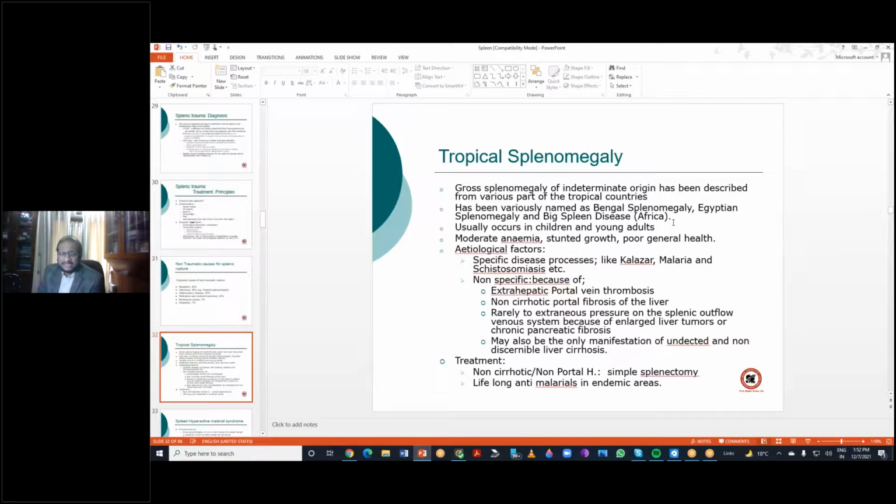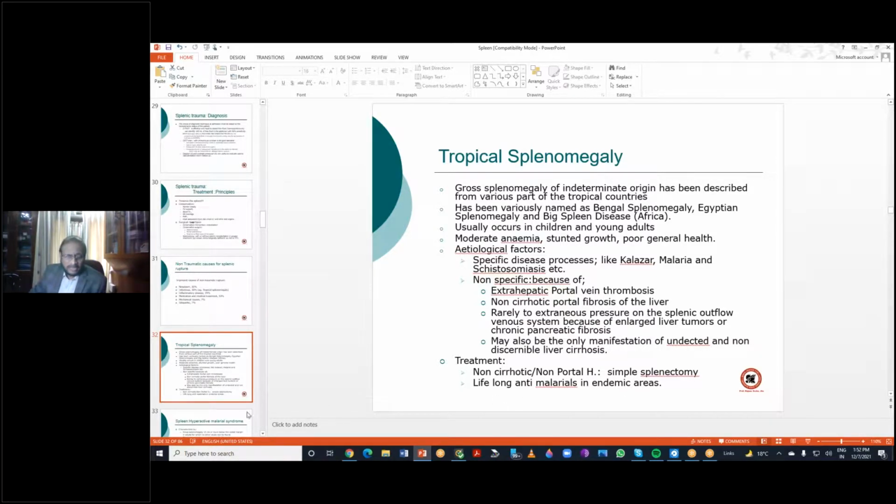The etiological factors are usually non-specific, but in specific conditions where you can find them, it would be Kala Azar, malaria, schistosomiasis. More often than not, it is non-specific and usually part and parcel of extrahepatic portal vein thrombosis, non-cirrhotic portal fibrosis of the liver. Rarely, there is pressure on the splenic outflow, like for example, a pancreatic growth or a liver growth pressing on the splenic vein. It may also be a manifestation of early undetected liver cirrhosis. The treatment of tropical splenomegaly, if it is a patient with non-cirrhotic, non-portal hypertension, is simple splenectomy, with lifelong anti-malarials in endemic areas.